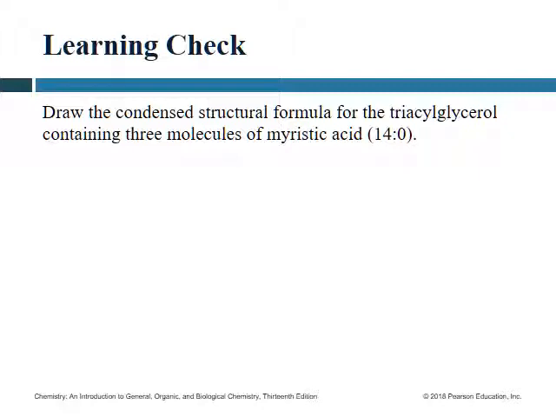So let's try to solve this problem. Draw the condensed structure formula for a triacylglycerol containing 3 molecules of myristic acid, which is 14:0. That means you have to make one triacylglycerol molecule that contains 3 fatty acids, and all 3 are the same, which are myristic acid. So let's try this one. You have CH2OH. This is your glycerol.